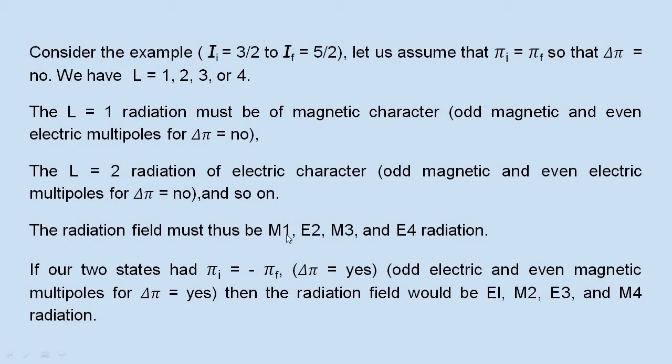This is dipole, and this is quadrupole. E2, M3, and E for radiation. If our state has delta pi is equal to yes, pi I equal to minus pi f, that means you have odd electric and even magnetic multipoles for delta pi is equal to yes. That you can verify. That means for odd electric, that means this one.